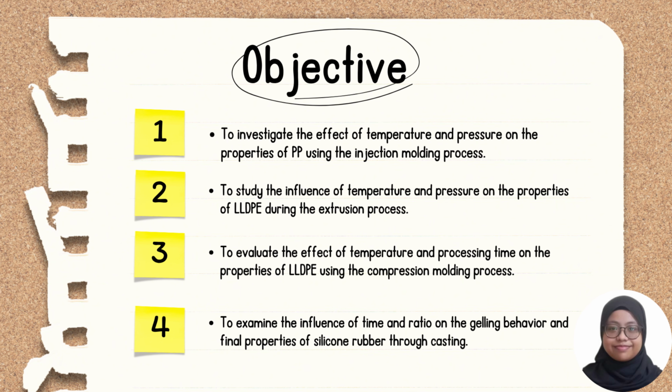In this lab, we carried out 4 different polymer processing experiments. The first experiment is to investigate the effect of temperature and pressure on the properties of polypropylene using the injection molding process. The second experiment is to study the influence of temperature and pressure on the properties of LLDPE during the extrusion process. The third experiment is to evaluate the effect of temperature and processing time on the properties of LLDPE using the compression molding process.